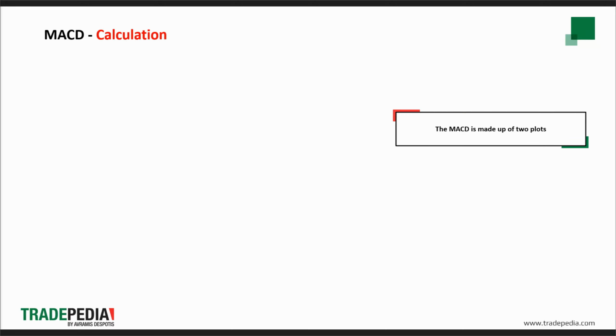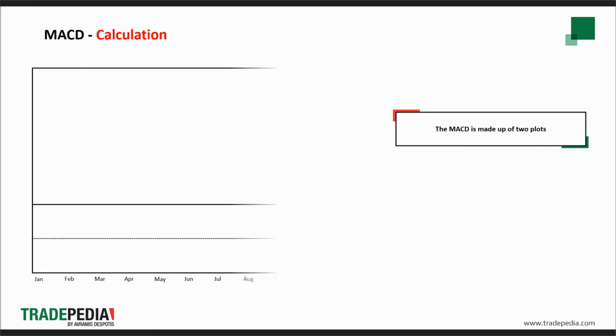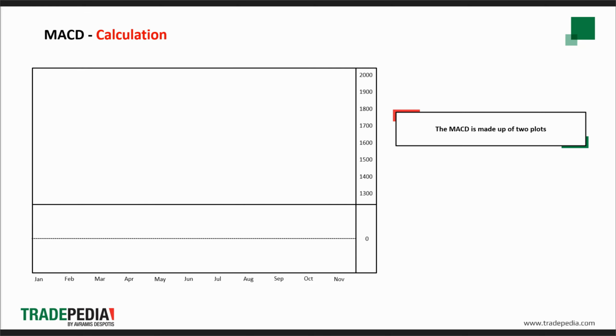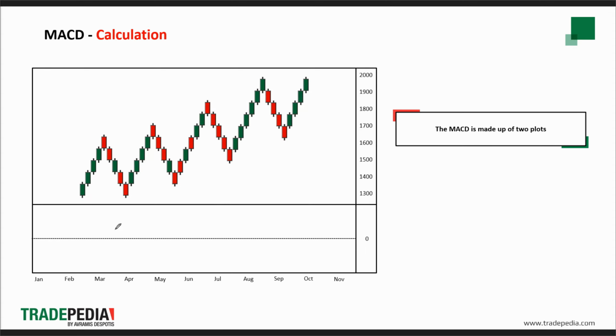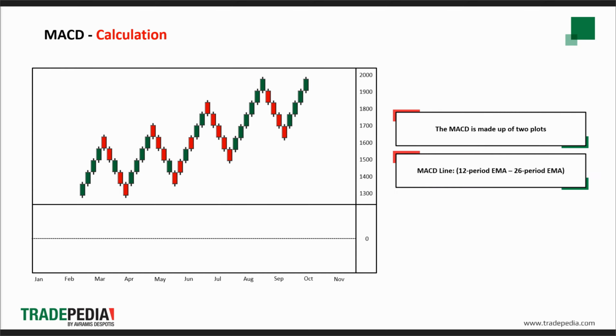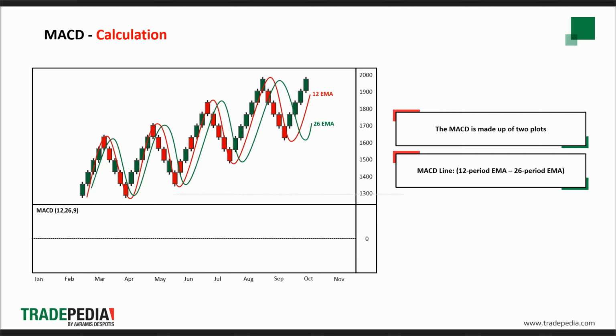The MACD is basically made out of two plots, which is your MACD line and then your signal line. So let's look at price. Let's say price is like this. You can see generally it's in an uptrend, correct? So what is the MACD line? The MACD line is basically the difference between the 12-period EMA and the 26-period EMA. Then it will be plotted. When you get the difference, you get the MACD line, and then you can plot the MACD line.